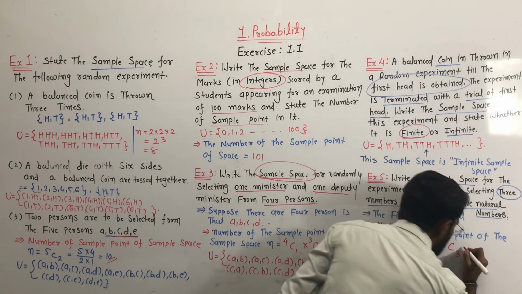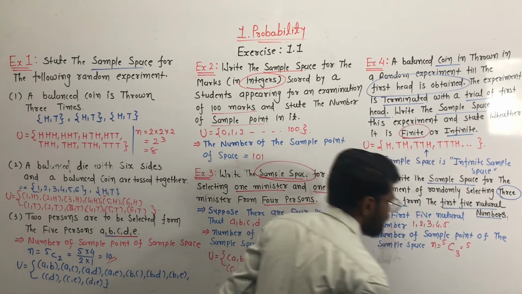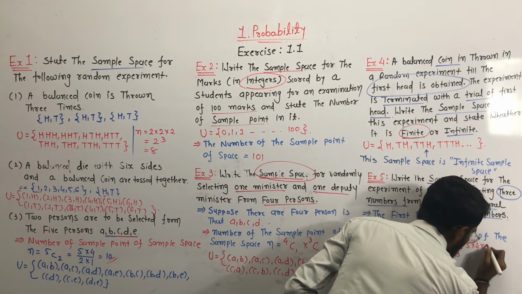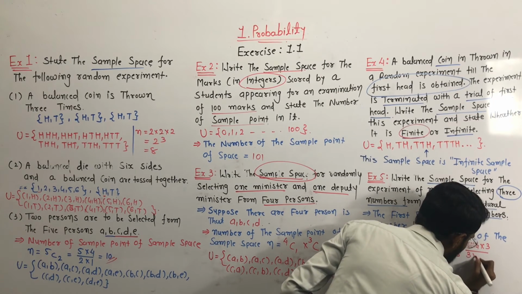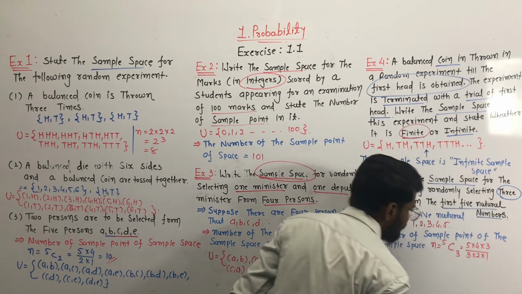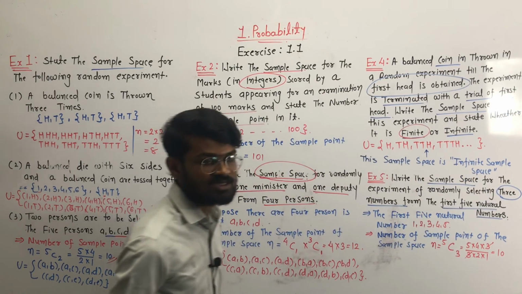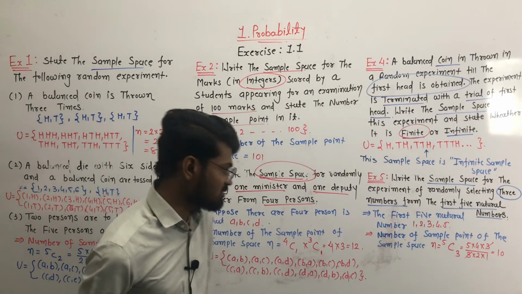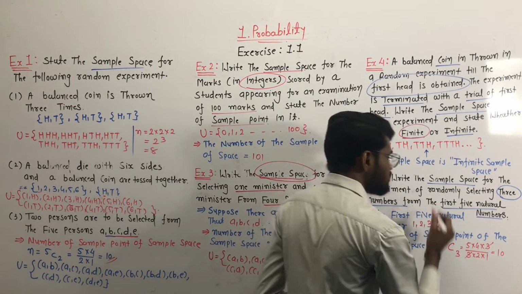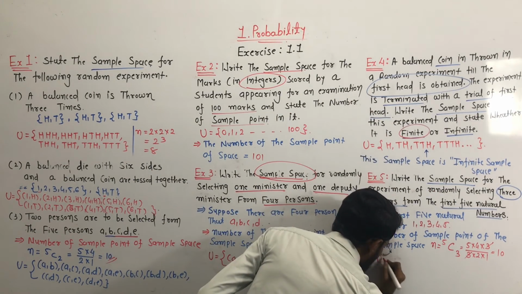And the value is 5C3, which means 5 multiplied by 4 multiplied by 3 upon 3 multiplied by 2 multiplied by 1. So 3 cancels and 2 cancels. So the number of sample points in the sample space is 10. Yes, but we have to write the sample space. The sample space is denoted by U.